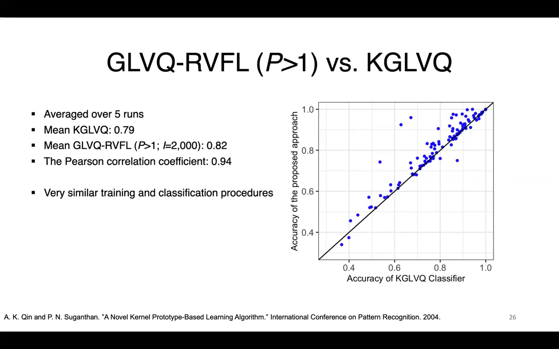Both classifiers were limited to 2000 iterations. And we found that the mean accuracy for KGLVQ was 0.79. So KGLVQ had worse classification accuracy than GLVQ-RVFL, which had an accuracy of 0.82. But note the extremely high correlation between the results, which would suggest similar classification behavior.